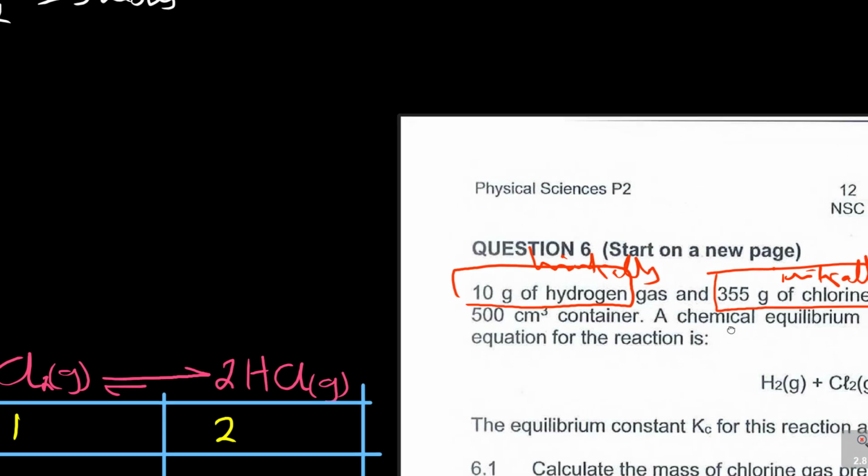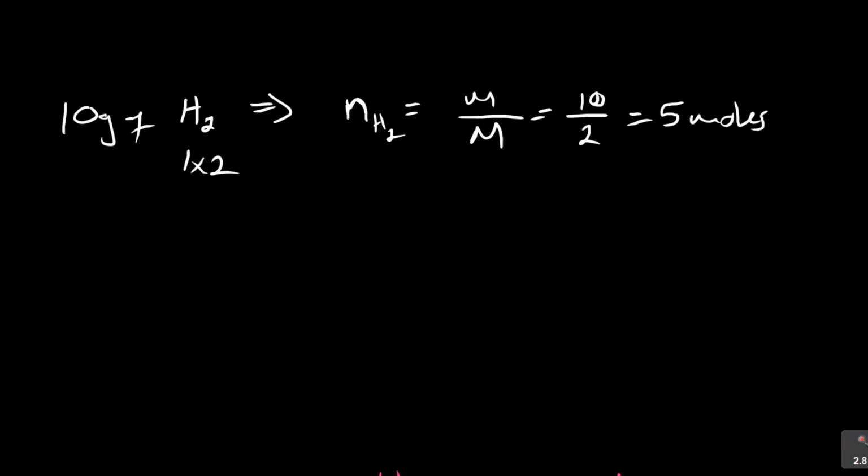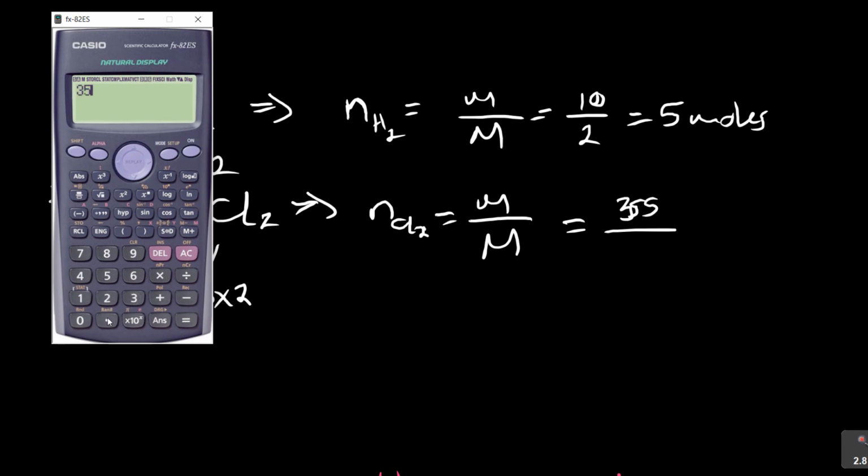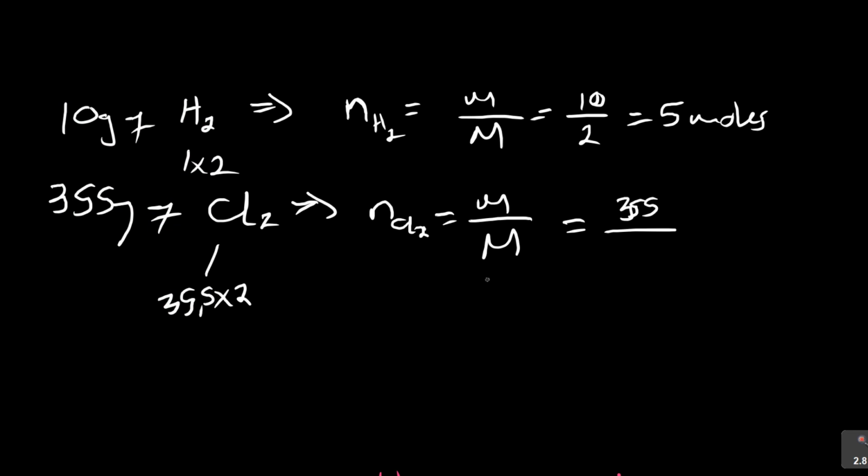And then what about the mass of chlorine, 355 grams. So let's look at 355 grams of Cl2. Again, moles of Cl2 is equal to small m over molar mass. Remember chlorine: one chlorine atom is 35.5. Now there are 2, so we multiply by 2: 35.5 times 2 gives me 71. So this is 71 grams per mole, the molar mass. So when you do that, 355 divided by 71.